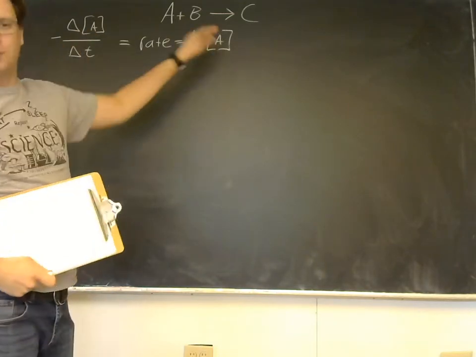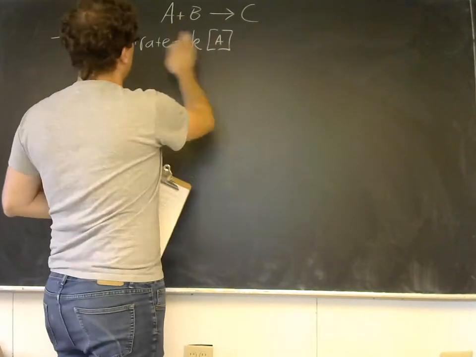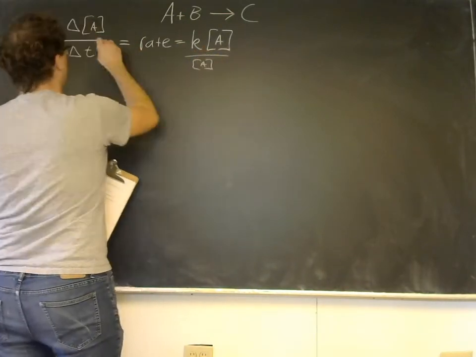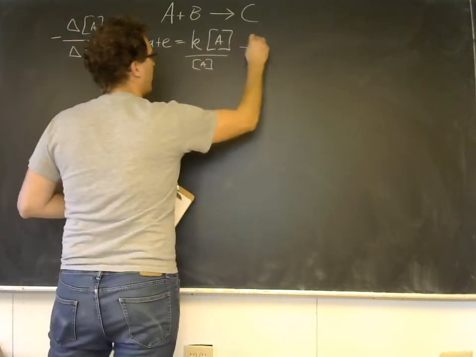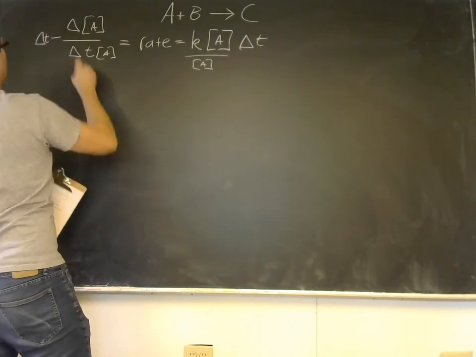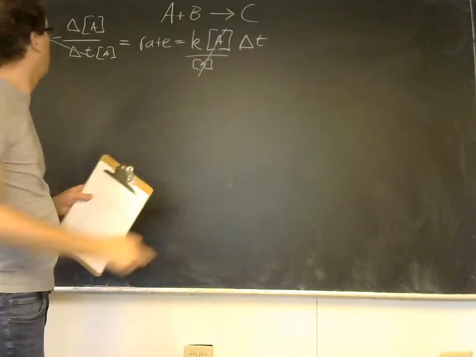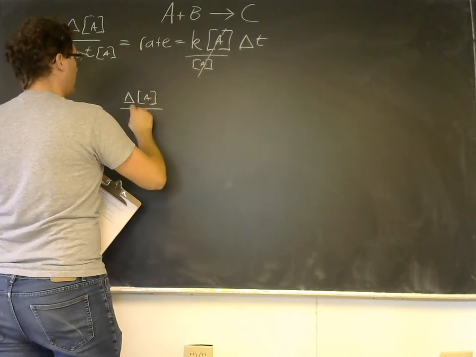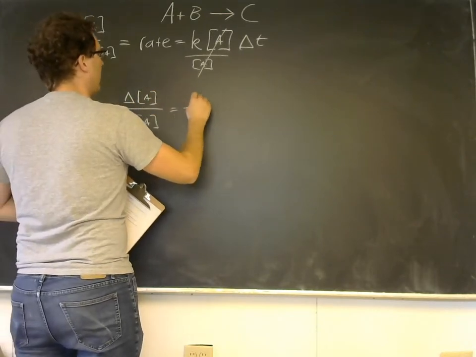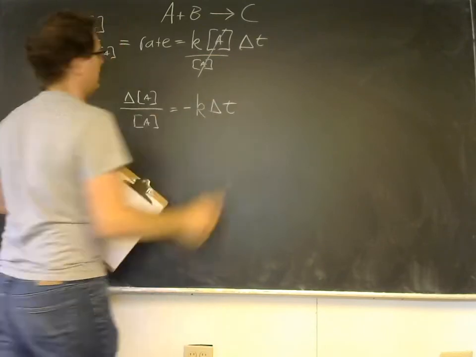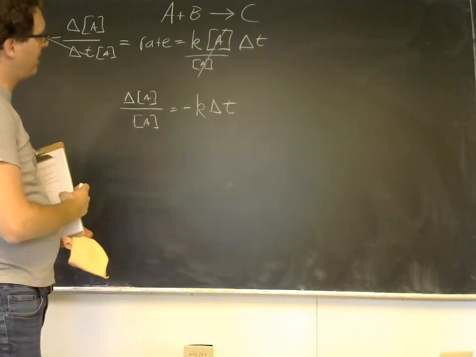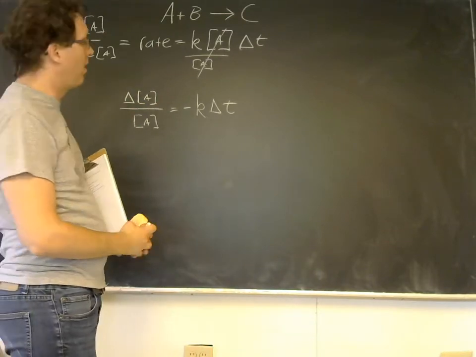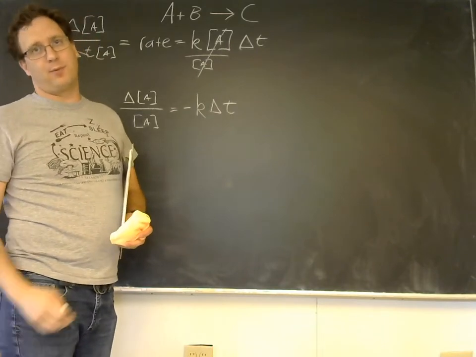So these two are equal to each other. We can set them equal to each other and then do some rearrangements. We'll divide both sides by the concentration of A, and we'll multiply both sides by a delta t so that certain cancellations occur. And we're left with delta concentration of A over the concentration of A is equal to negative k delta t. And now what we've done here is we have gathered like terms on the same side. So all of our concentration of A terms are on the left, and then our other variable that we change, the delta t, is on the right.